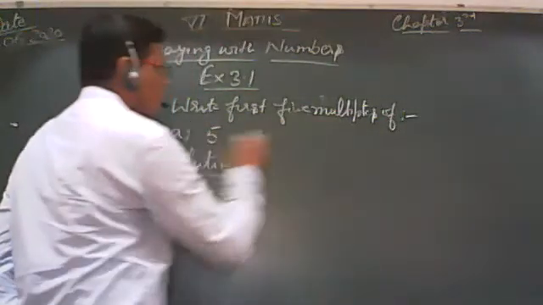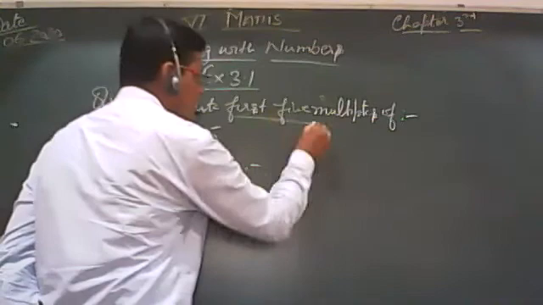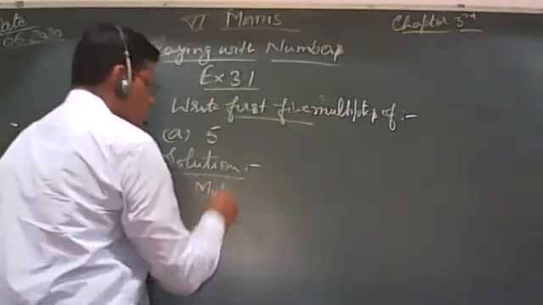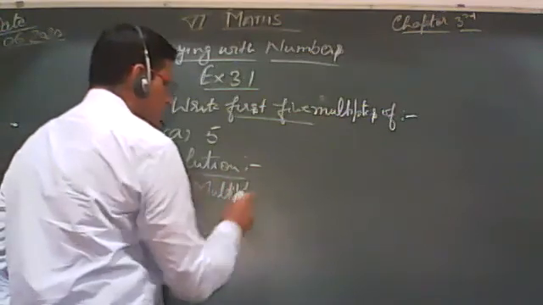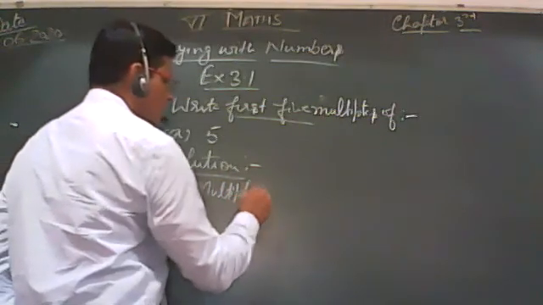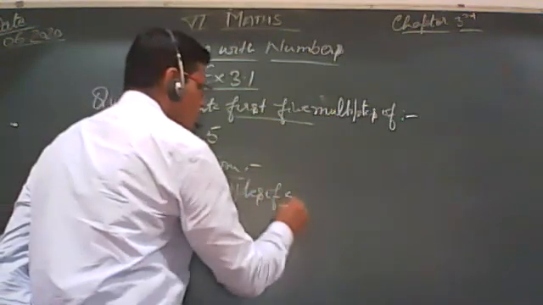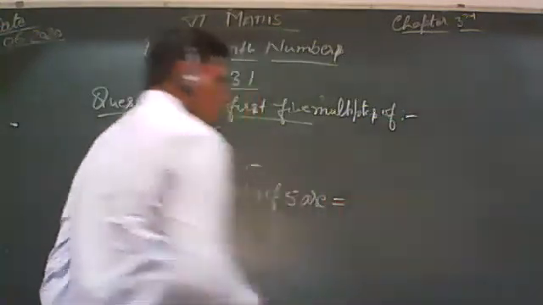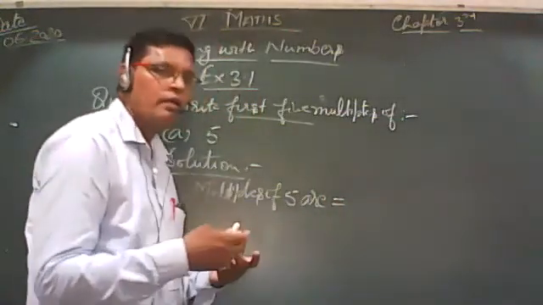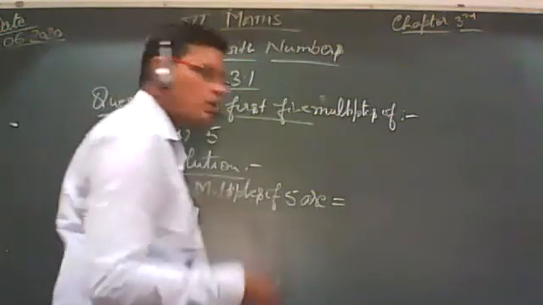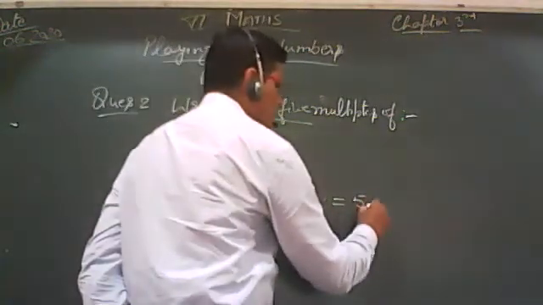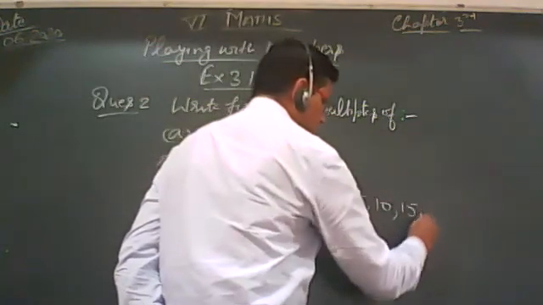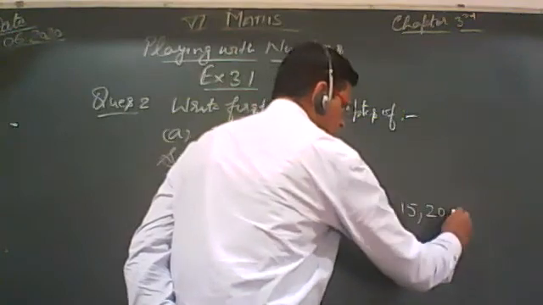The first 5 only, you have to write. The multiples of 5 are: we write it, and you multiply the number by its natural numbers. 5 1s are 5, 5 2s are 10, 5 3s are 15, 5 4s are 20, 5 5s are 25.